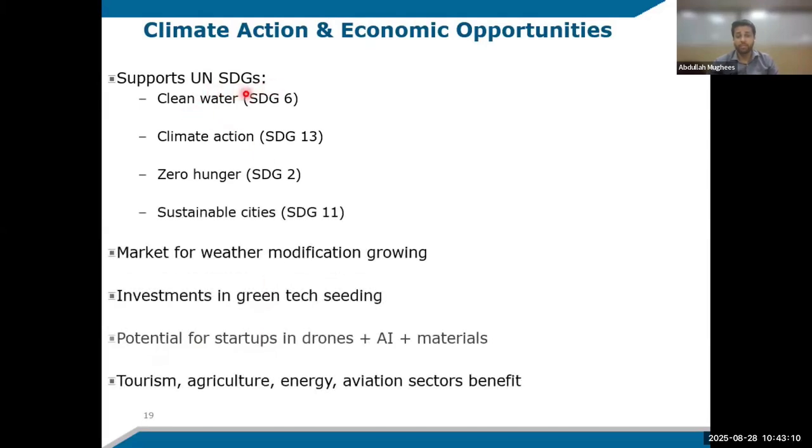Even though this artificial rainfall supports the UN Sustainable Development Goals, the SDGs, it provides clean water. It acts in accordance with climate action. It can serve zero hunger and it can produce sustainable cities.